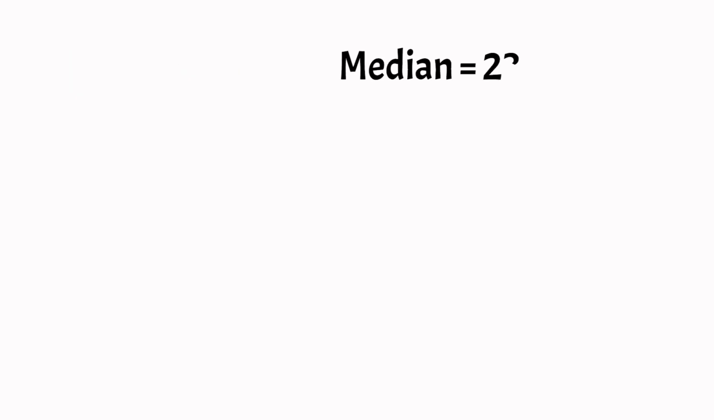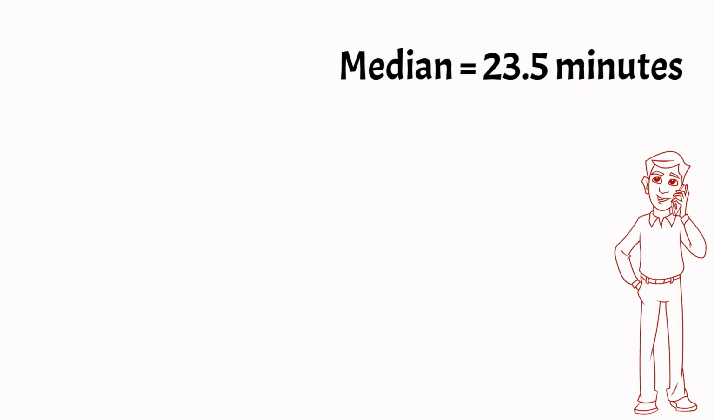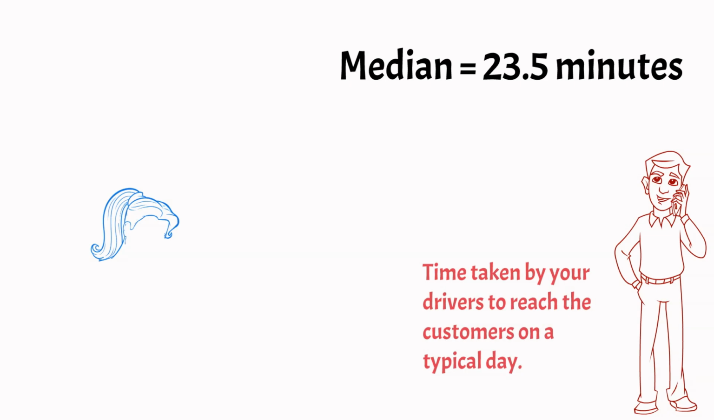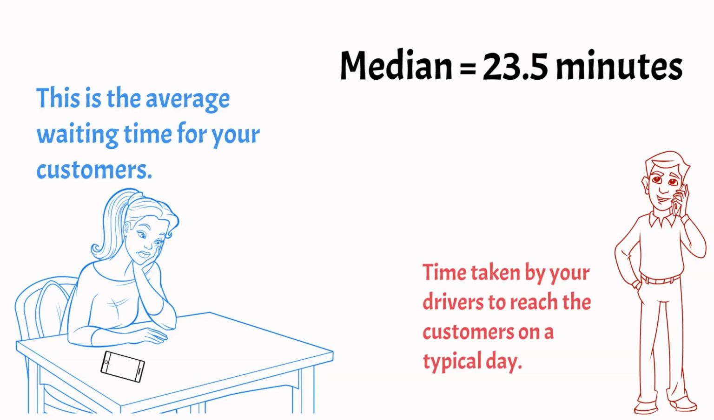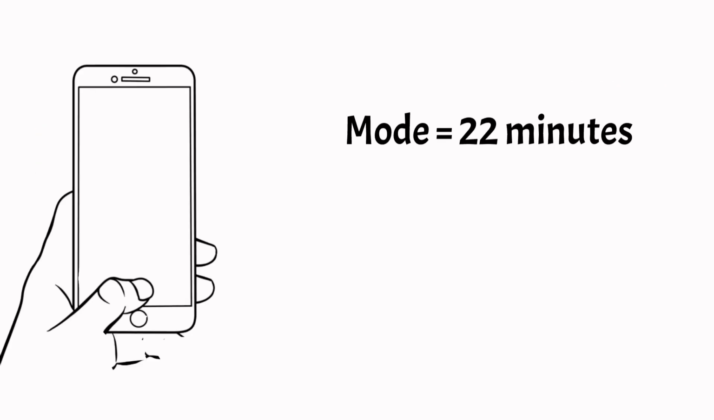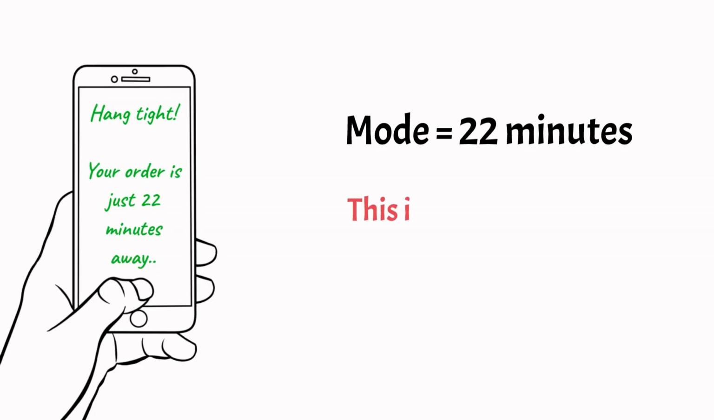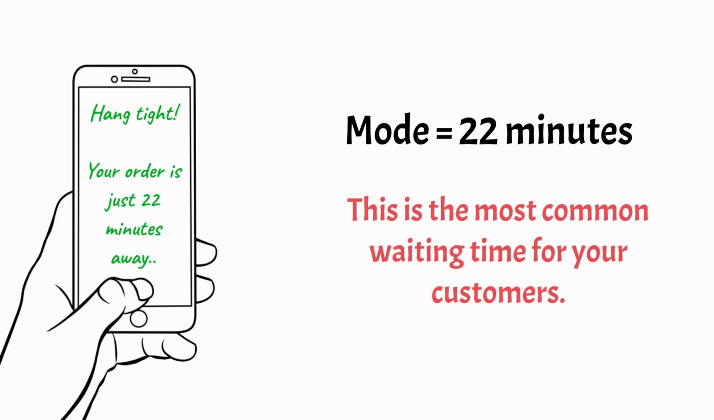And the next thing is the median value, which is 23.5 minutes. That is basically the average amount of time taken by the delivery person to reach the customer. So on a typical day, a customer would wait for about 23.5 minutes to receive their pizzas. The mode here is 22 minutes, which means the most common waiting time in this set of data is 22 minutes. I hope you were able to understand what is mean, median and mode and the most appropriate use of each in different situations.